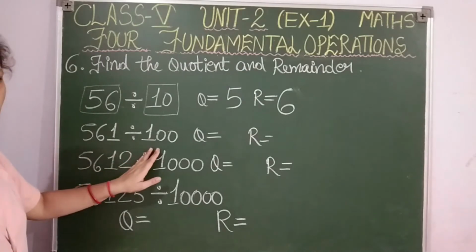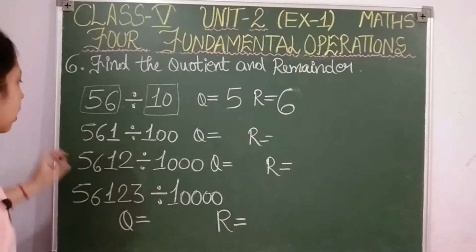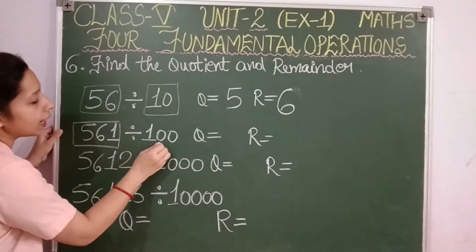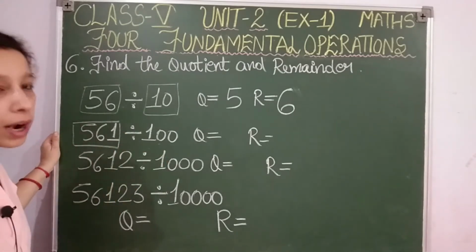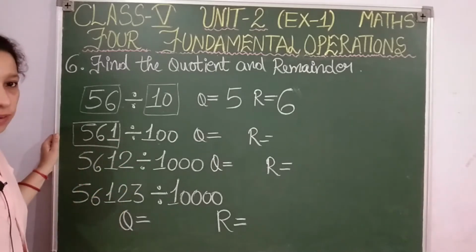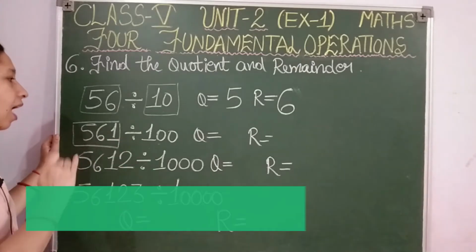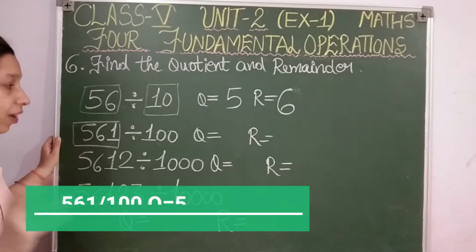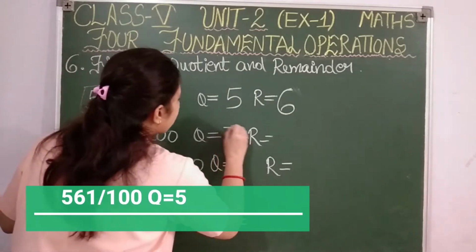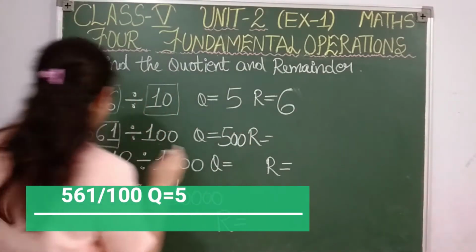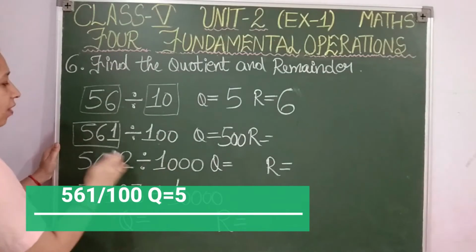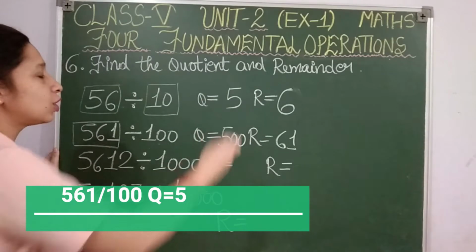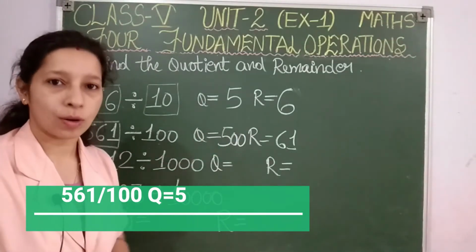Okay. Now let us see the second one. 561 divided by 100. Again you have to think, from this number 561, how many times can you take out 100? We can take 100 5 times from 561, isn't it? 100 5s are 500. Now 561 minus 500, how much will be left, students? 61. So here I am telling you the quotient and remainder easily without any calculation.